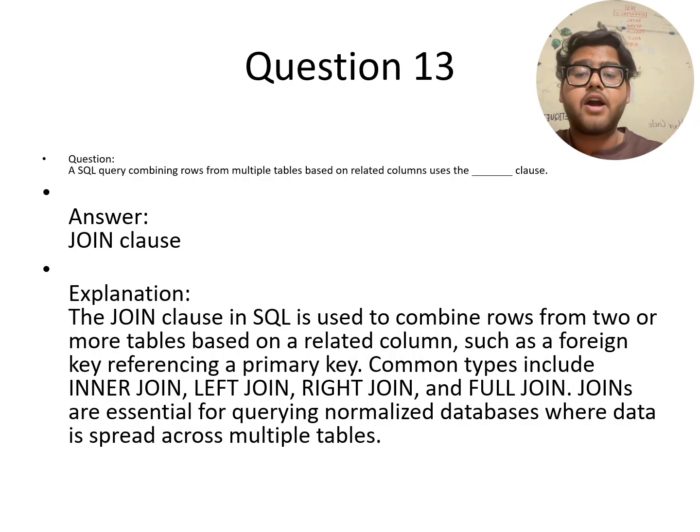Next, we have: a SQL query combining rows from multiple tables based on related columns using the dash clause. So the clause that we use is the join clause. The join clause in SQL is used to combine rows from two or more tables based on a related column, such as a foreign key referencing a primary key.